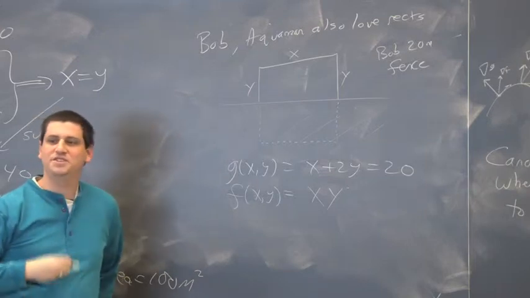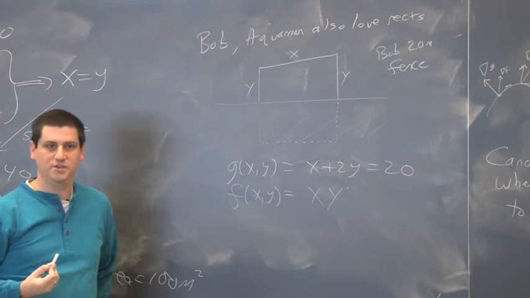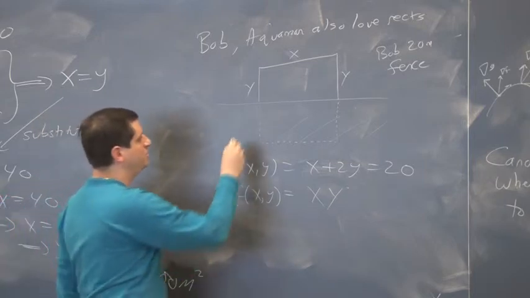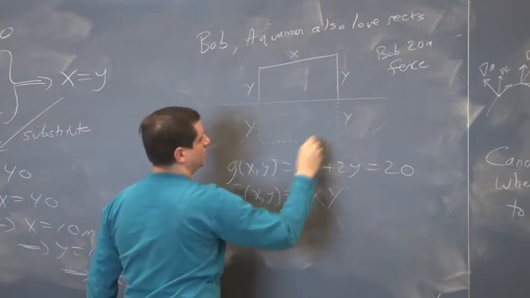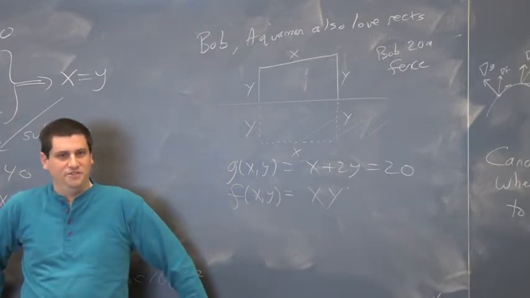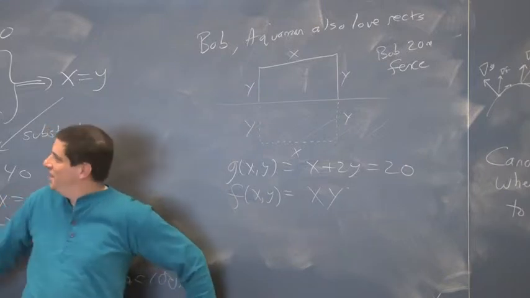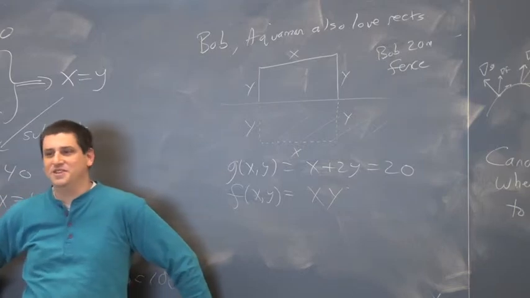So the whole point of this is to understand this notion of symmetry. This is a very hard concept to grasp. The more times you see it, the better. And Aquaman also has 20 meters of fence. How much fence do Aquaman and Farmer Bob have together? 40 meters. Interestingly, the same amount of fence as Farmer Brown.